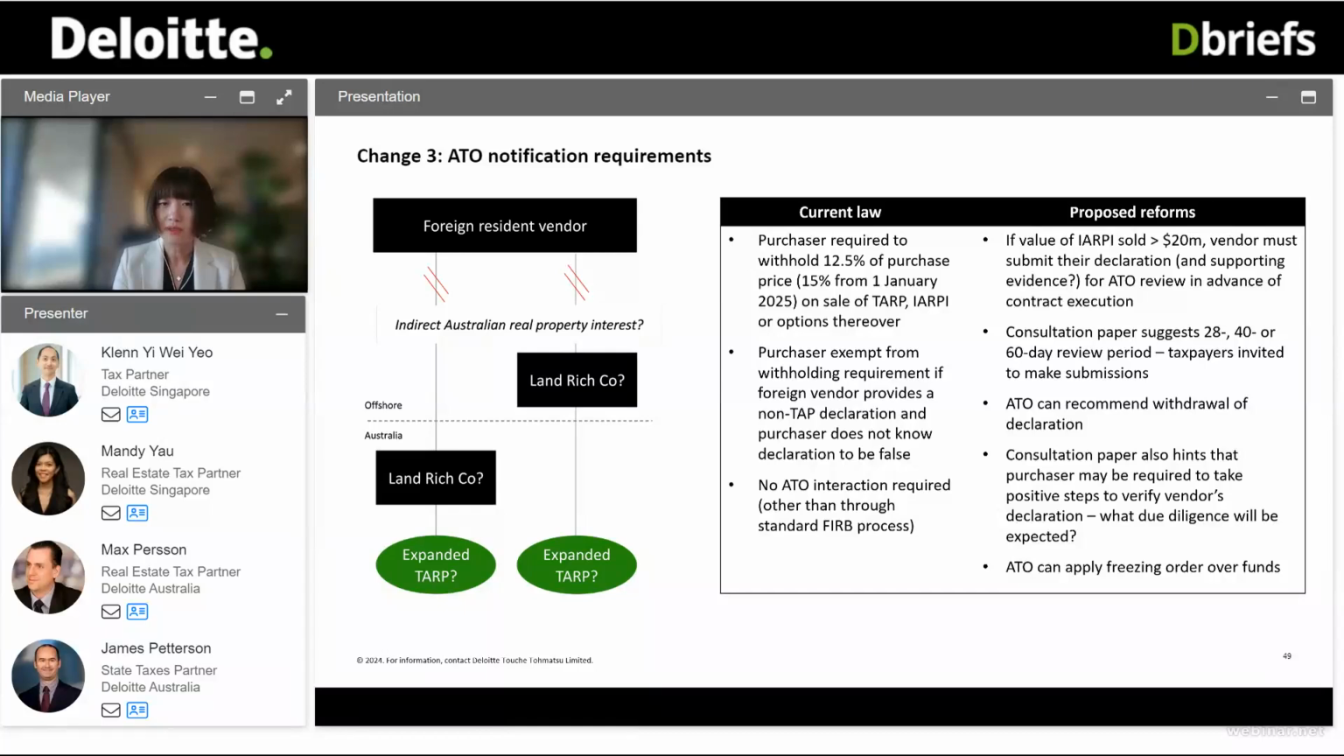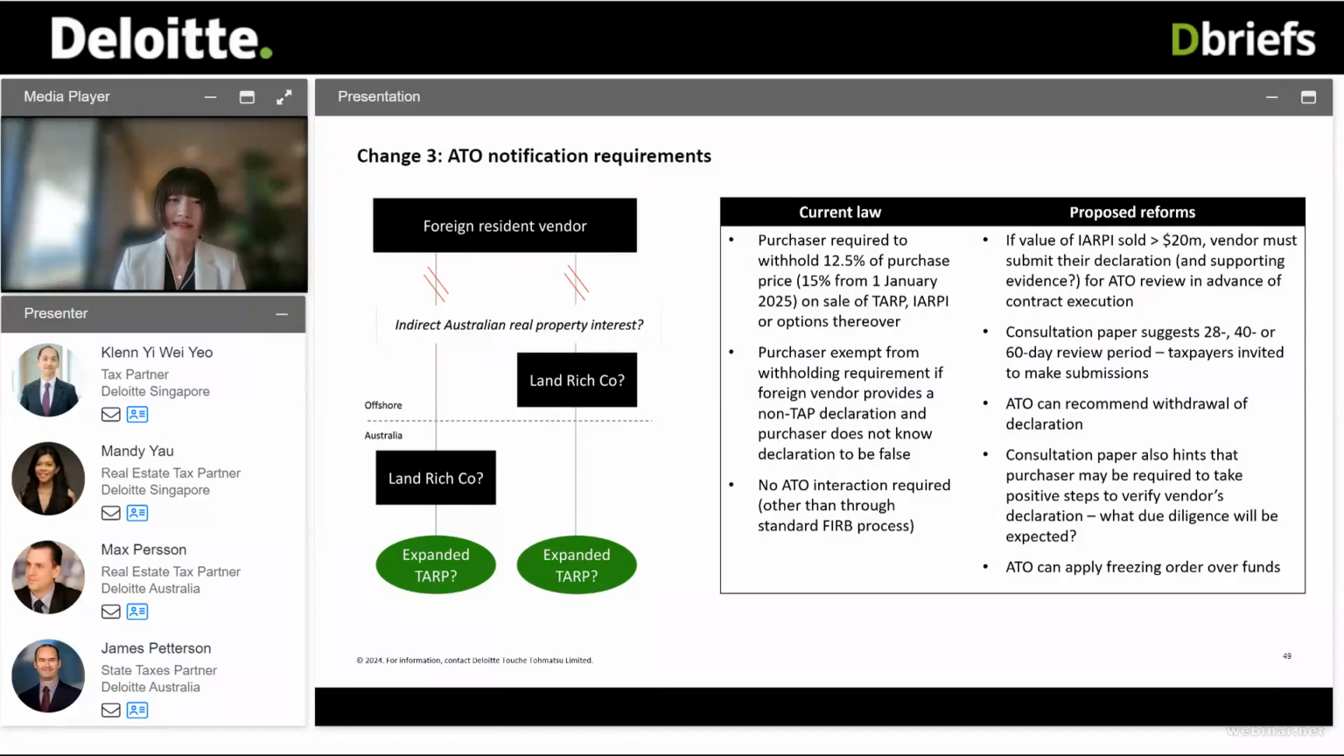We believe the 20 million threshold is low, and a 60-day review period is too long for commercial transactions. A shorter review period, like 28 days, would be suitable. The ATO should also consider the potential compliance burden and uncertainties when it designs the process. For instance, if the ATO does not respond within the review period, it should make it very clear whether the vendor's declaration is deemed accepted or the purchaser is required to withhold.